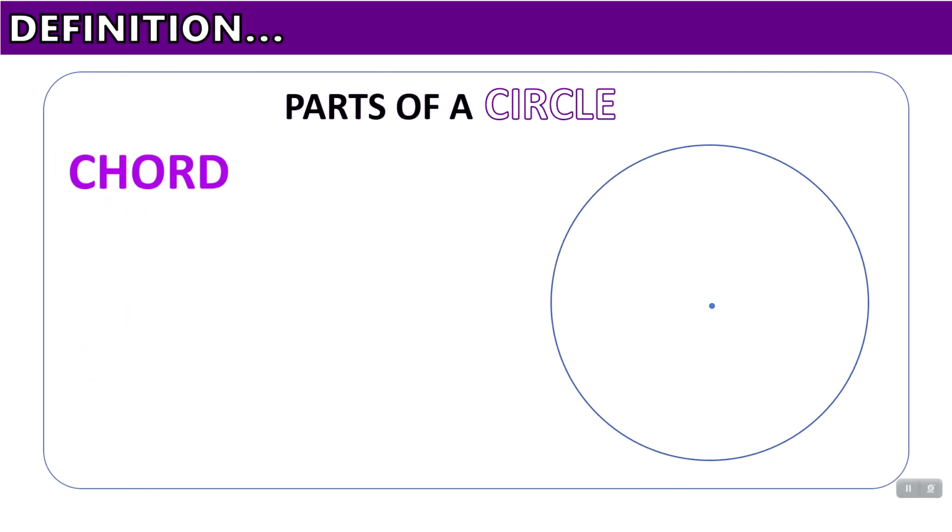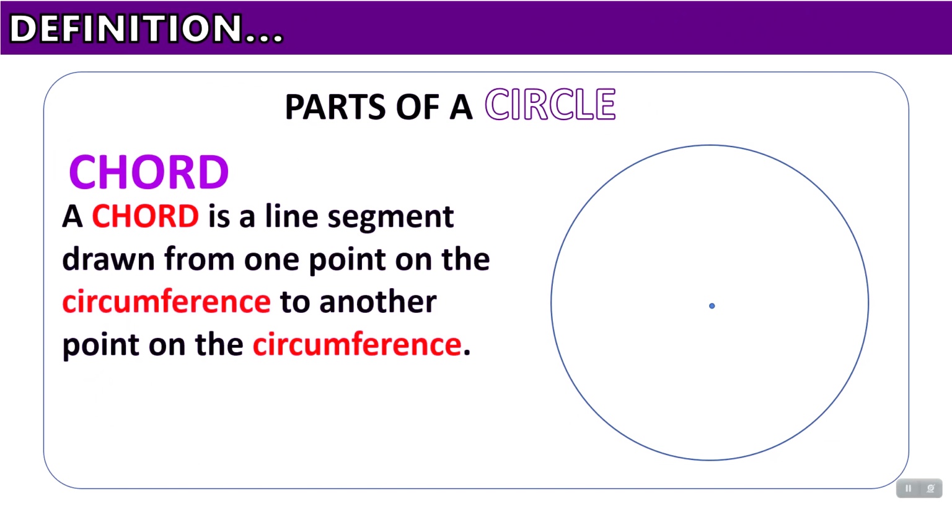The next part is called a chord. And in math, a chord is a line segment drawn from one point on the circumference to another point on the circumference. And so here's the circumference, and we draw a line segment from one part of the circumference all the way to the other part, and that is called a chord.